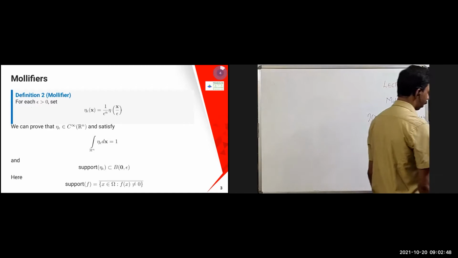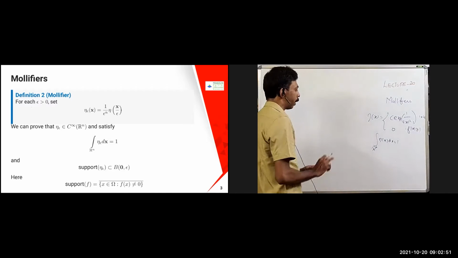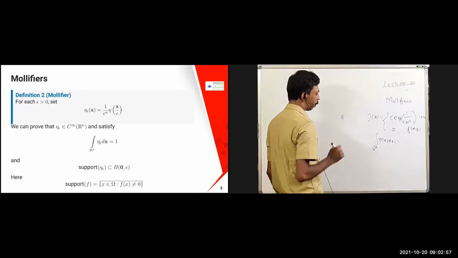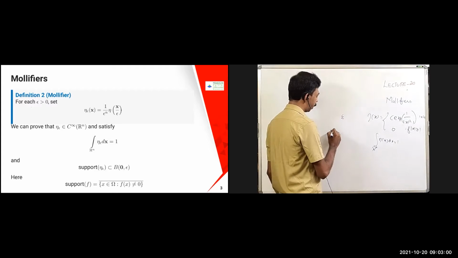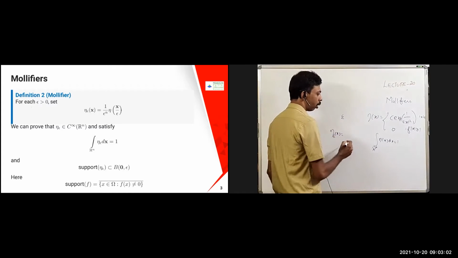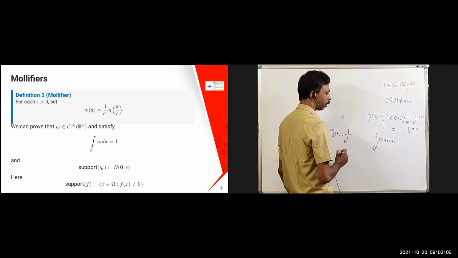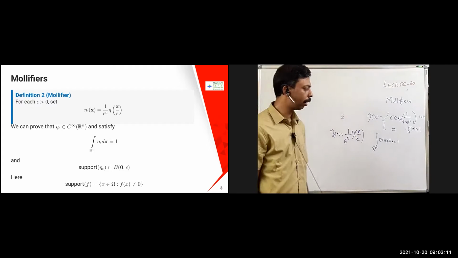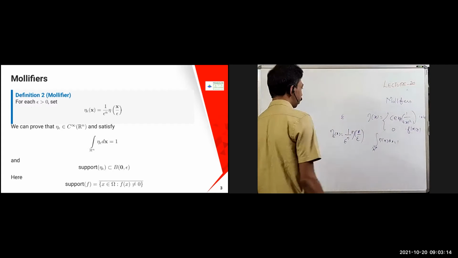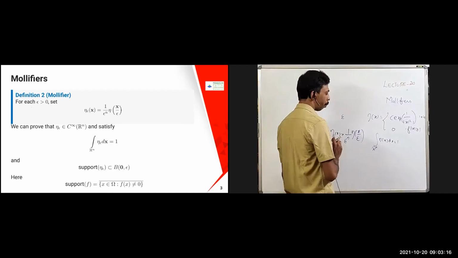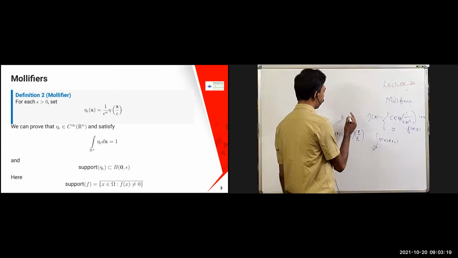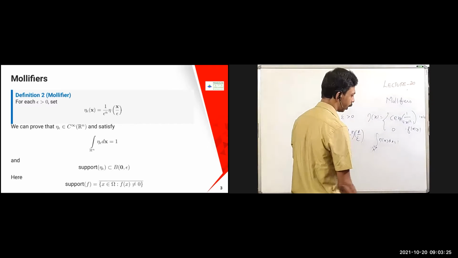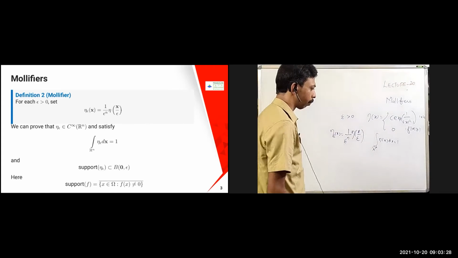Now next, for each epsilon, if I give an epsilon, I can define the modifier in the following way. Eta epsilon of x equals 1 by epsilon to the power n times eta of x by epsilon. This is also called a modifier. This is the standard modifier, and this is the modifier for a given epsilon. For a given epsilon greater than 0, eta epsilon of x I can define as 1 by epsilon^n eta of x by epsilon.